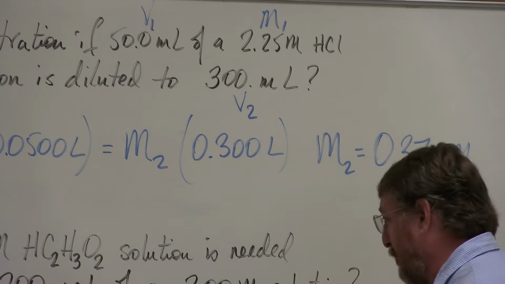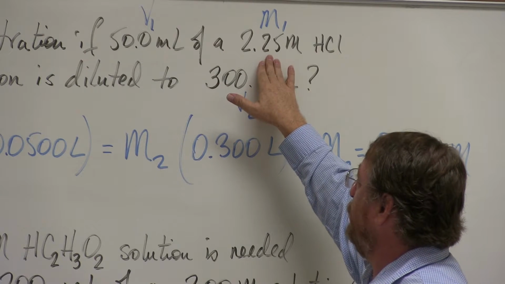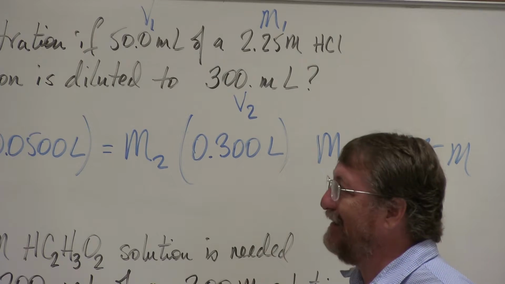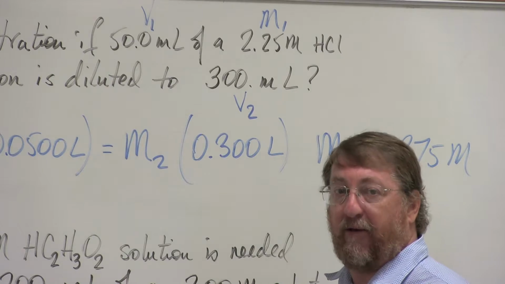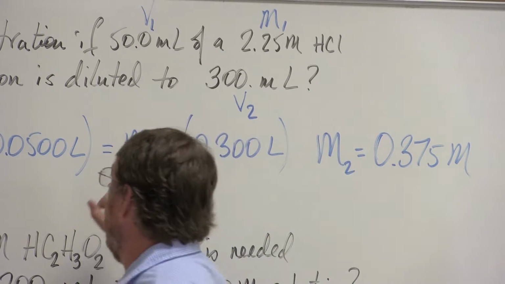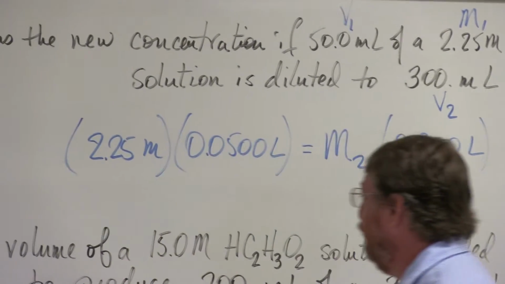So, in summary, I've diluted the solution. I took 50 milliliters of a more concentrated solution, added water to make 300. Now notice, I didn't add 300. I added enough water to make 300 milliliters. So this is the total volume of the solution. When I'm done, my solution concentration is 0.375 molar.